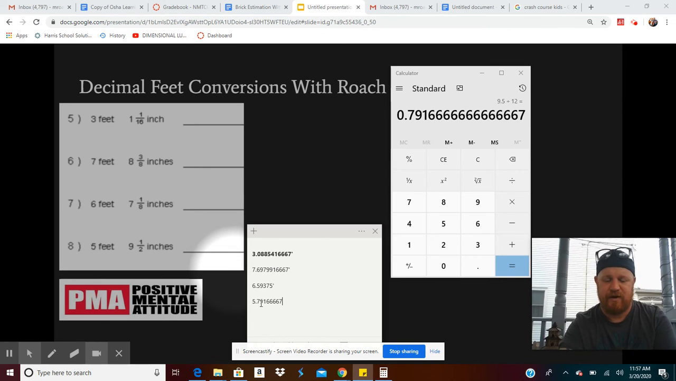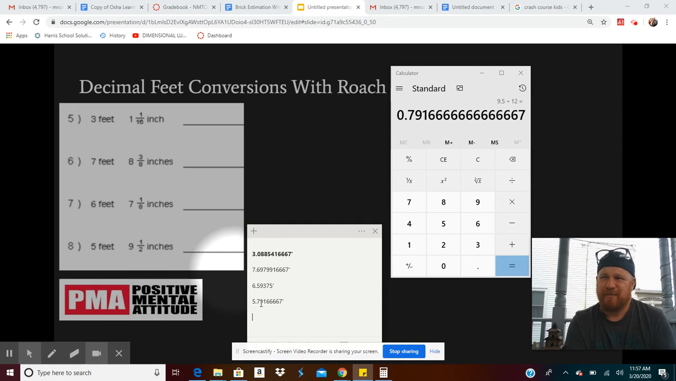Boom. You can round that number up if you want to, as far as I'm concerned. All right. It's better to be accurate. I wouldn't suggest typing that whole thing in there. It'd be like 66667, for example. All right. So it's important to understand that that's how decimal feet conversions work.